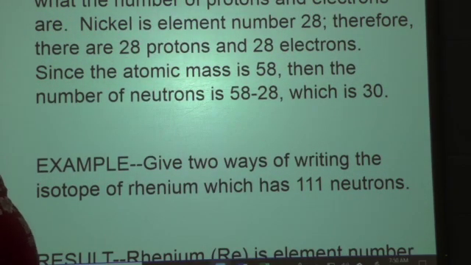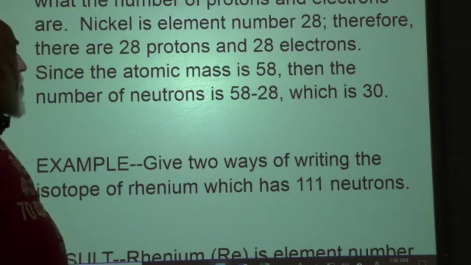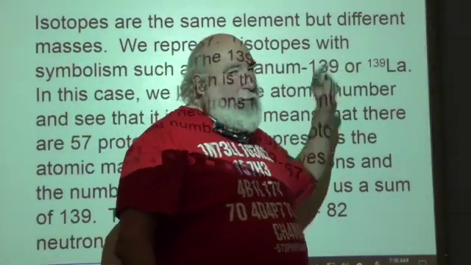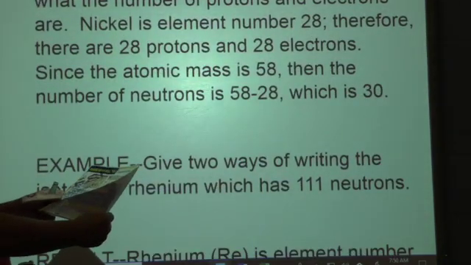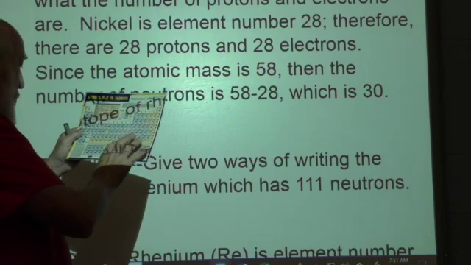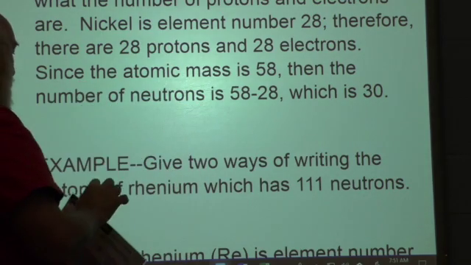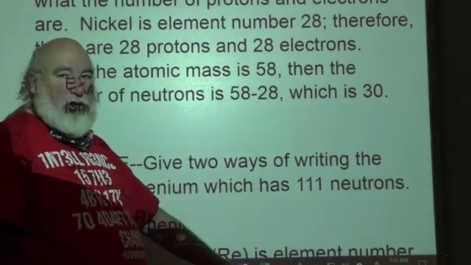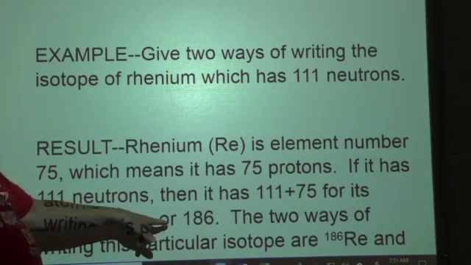Example. You have two ways of writing the isotope of rhenium, which has 111 neutrons. Okay? Now, the isotopes that we've written in the previous example are written with the atomic mass, not the number of neutrons. So we have to find rhenium on the periodic table, and rhenium is element number 75. It's right here next to tungsten and osmium. So that's element number 75, and that means the total mass is the 75 protons plus the 111 neutrons, which would be 186. Alright, so we add those two up and we get an atomic mass of 186.